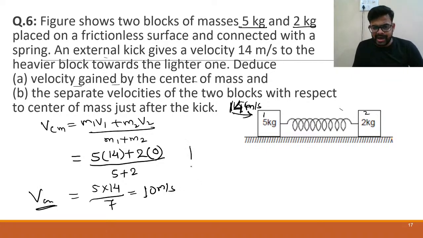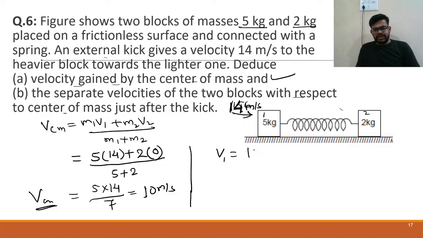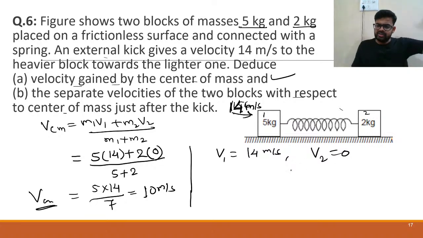Okay. Now what will I do next? I need the answer of the first question we got. Now the second question is the separate velocities of the two blocks with respect to center of mass. I know one thing: velocity of 1 is 14 meter per second. Velocity of 2 is 0 just after the kick, as given in the question.